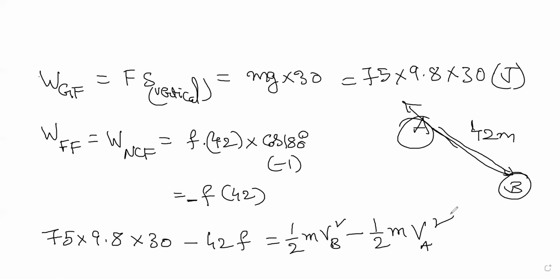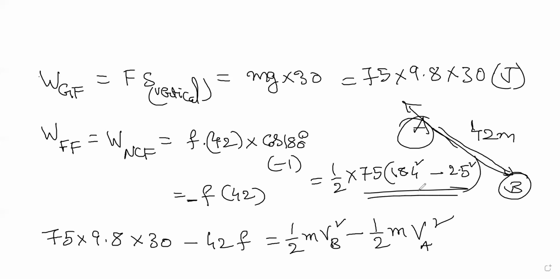Clear? Now what you have to do is simply substitute the values. So half into 75, half m I will take out, and then Vb square, that is 18.4 whole square, minus Va square, that is 2.5 square. So this you can calculate, and calculate the frictional force from this. F you have to calculate from this equation.